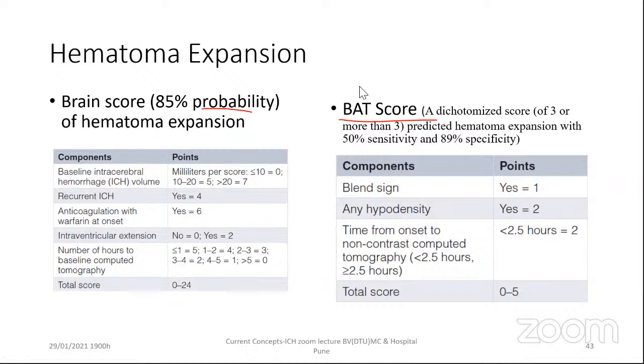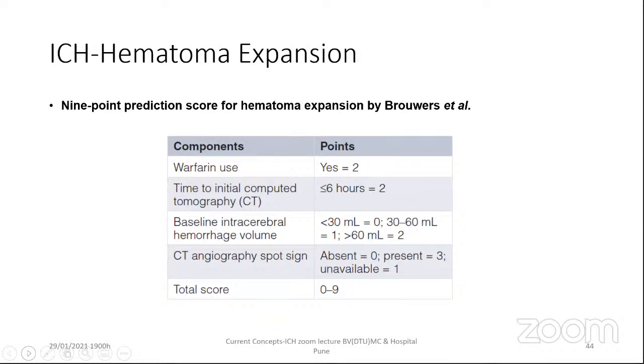So the BRAIN score is 85% probability of hematoma expansion, dependent on the ICH volume, and you get about 24% point score. You get a recurrent ICH if it is there, then 4, anticoagulation with warfarin onset 6, intraventricular extension is 2, numbers of hours to baseline computed. So all these things will make us realize that the hematoma expansion can be assessed, and there is another Brouwers et al. score also. So these are available in the literature.